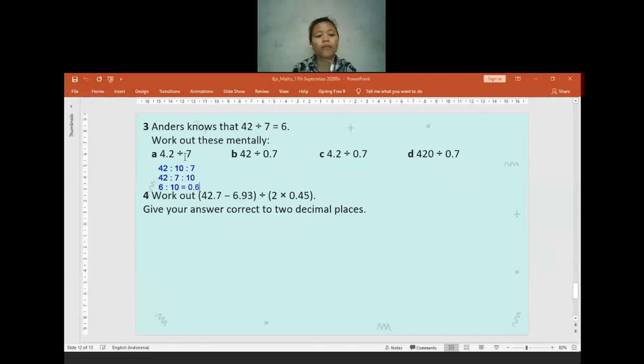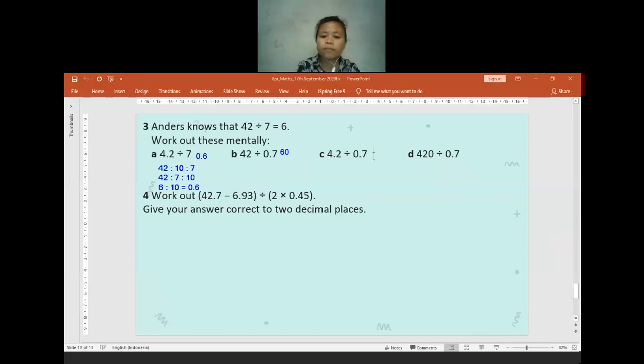42 divided by 7, the answer is 6. 6 divided by 10, the answer will be 0.6. That's why for question A, the answer will be 0.6. Okay, some of you already texted me through the chat box. Thank you. Now for question B, what is the answer? 60, correct. The answer is 60.